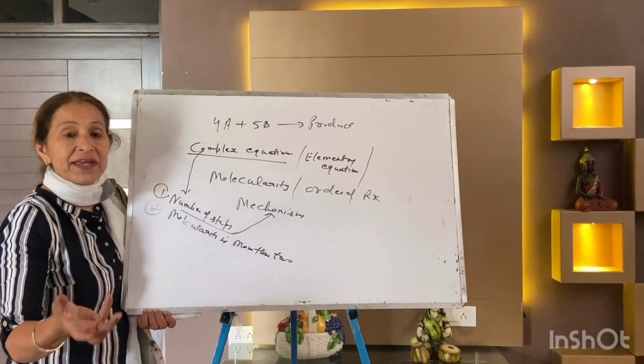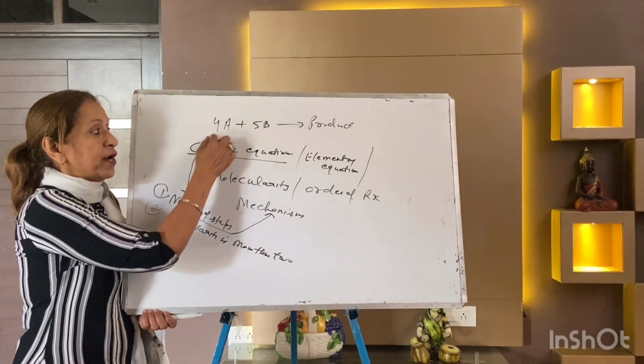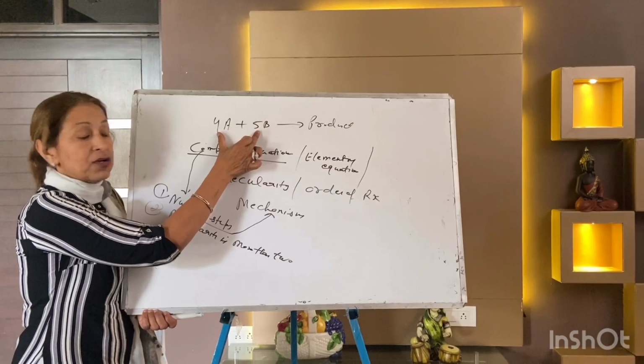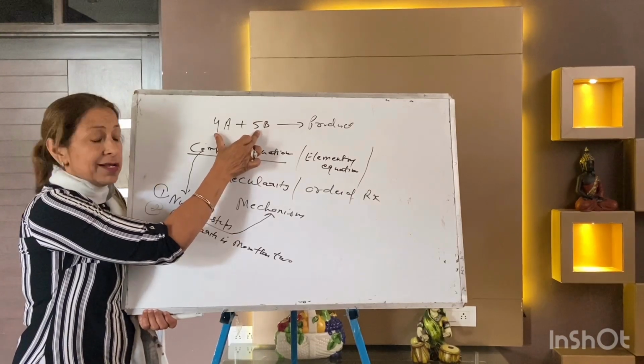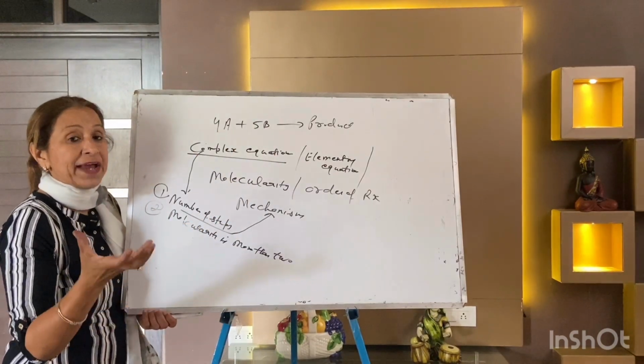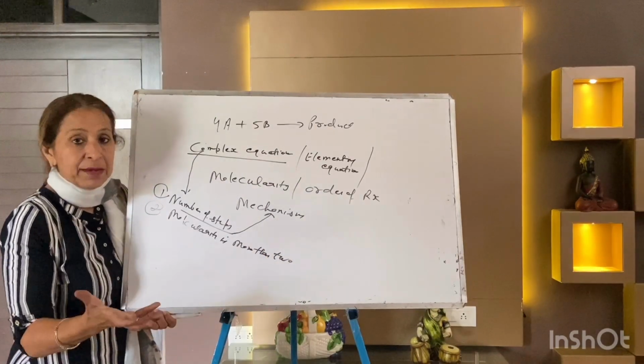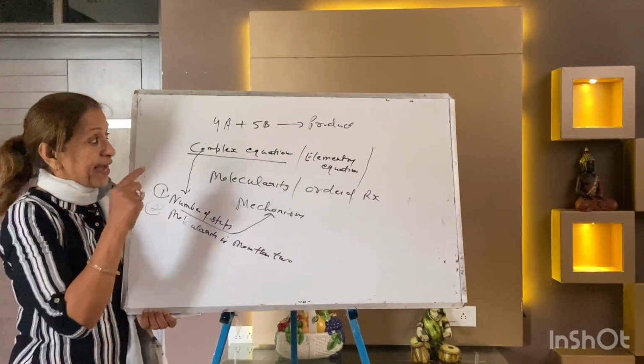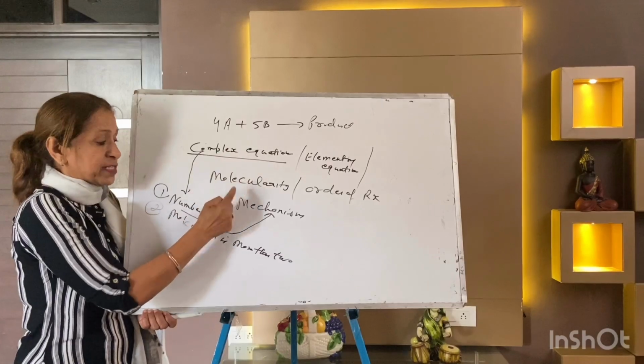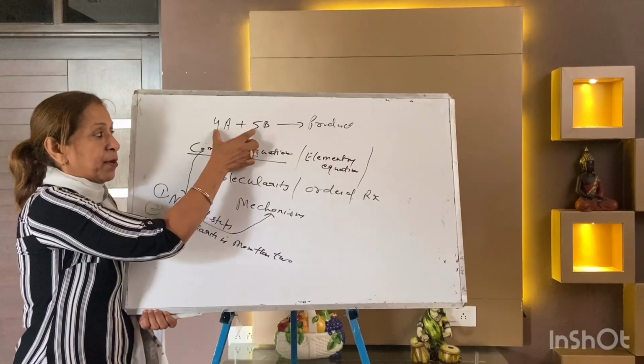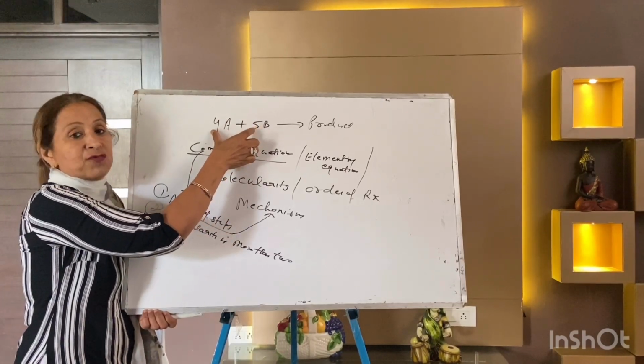The question is, how many reactants are there? 4 and 5, 9. 9 moles of reactant are there. This means 9 moles of reactant are reacting at one time. This is wrong. The reaction does not show the molecularity. What is molecularity? Molecularity is the number of moles of the reactant reacting at one time.